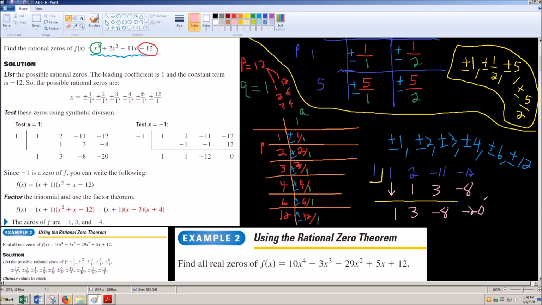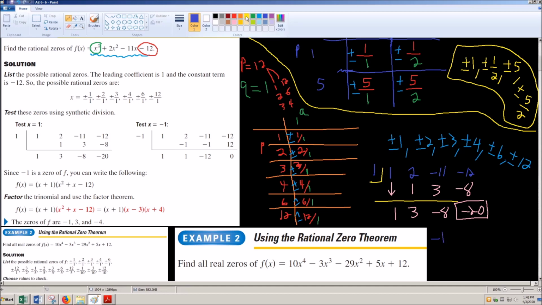So if it was a 0, this would be 0. We see that it is not. So therefore, 1 is not one of my zeros. It was a possible, and then we tested it and found out that it's not. Okay, move on to the next one. So the next one we're going to do is we will try negative 1. So let's try negative 1.